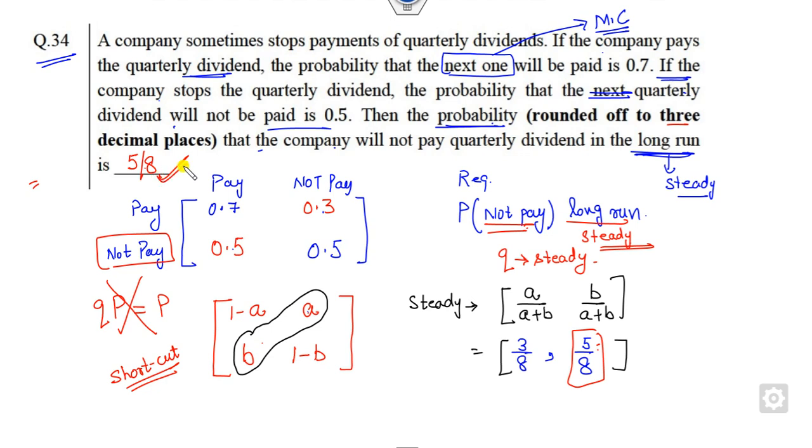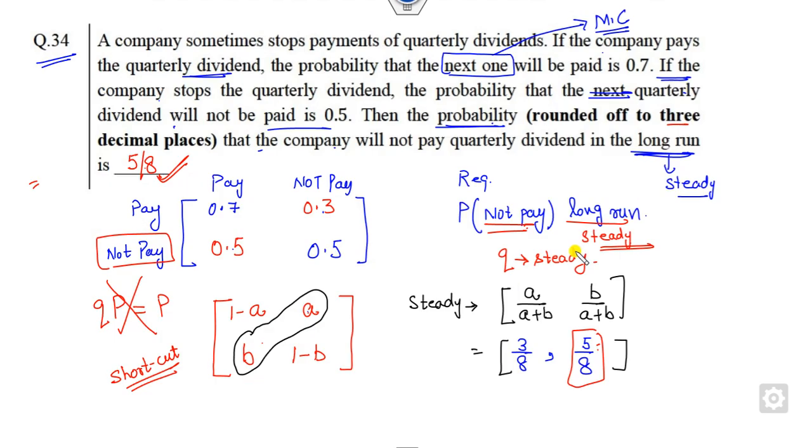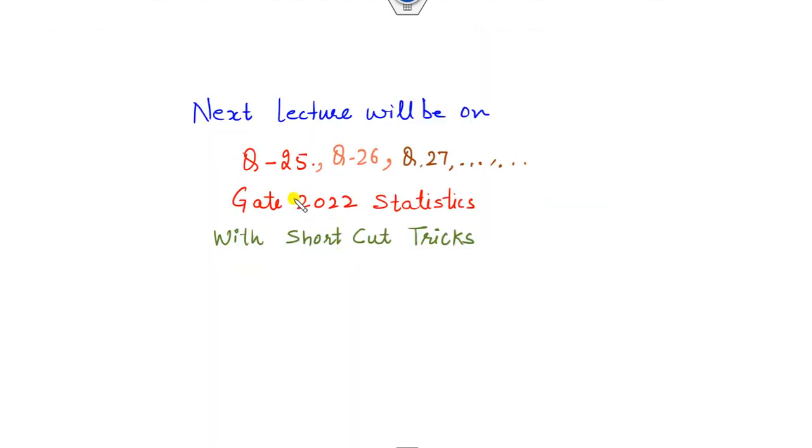I hope you learned both concepts, irreducibility and the steady state, in a very simple way. We will see the other questions of the GATE 2022 statistics exam in the next lecture.